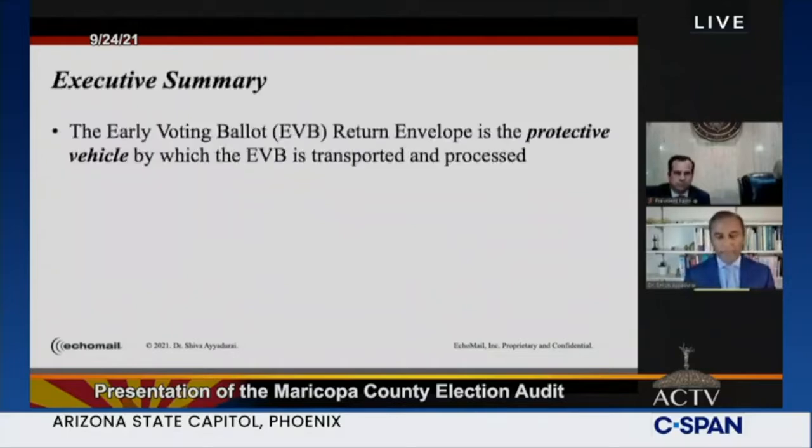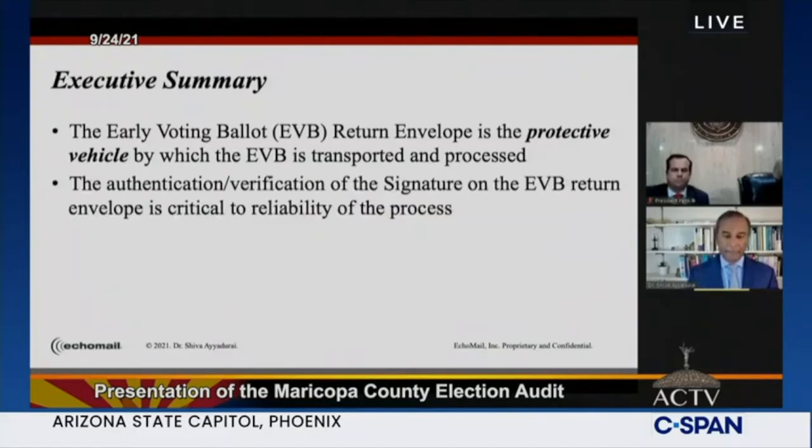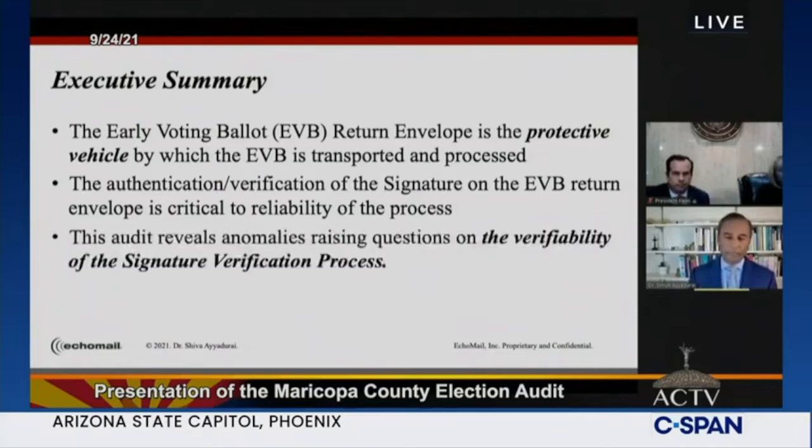So the executive summary of this, to sort of summarize the whole talk here today, or the findings, is that the early voting ballot return envelope is really the protected vehicle by which the EVB, which is the early voting ballot, is transported and processed. And the authentication, the verification of the signature on the EVB return envelope is critical to the reliability of the entire process. And our audit reveals anomalies, raising questions on the verifiability of the signature verification process.